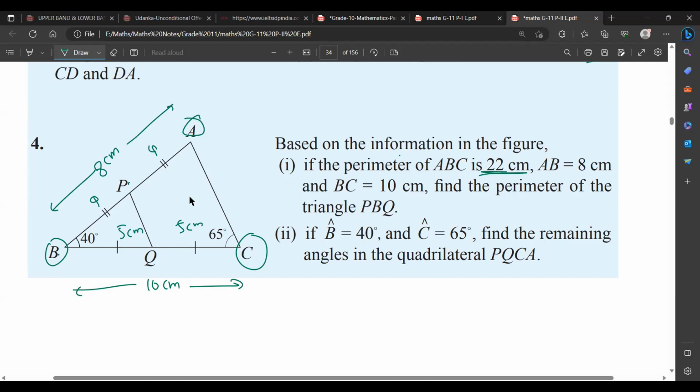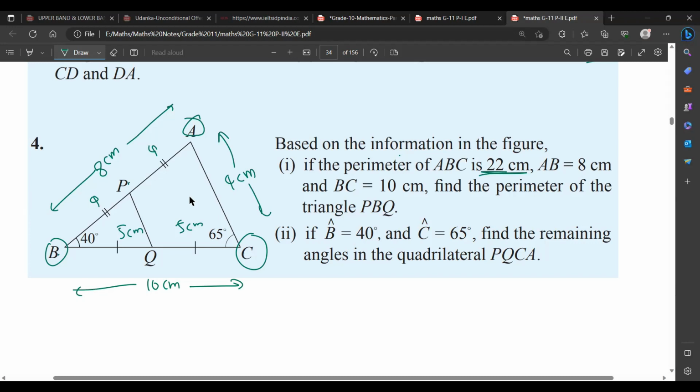You know, the whole perimeter should be 22. This is 8 and 10. These two, what is there? 18. So altogether 22, this one should be 22 minus 18, this one should be 4. This one should be 4, no? This one should be 4.